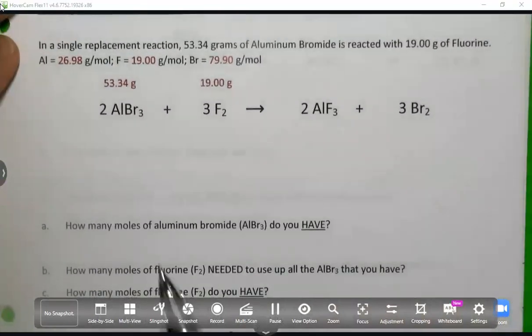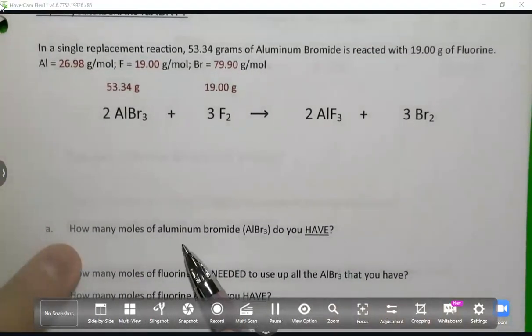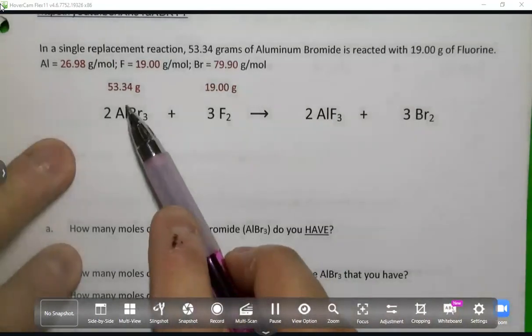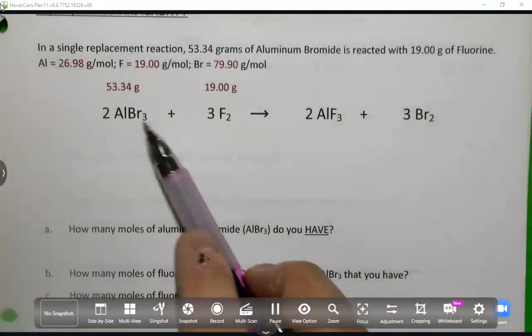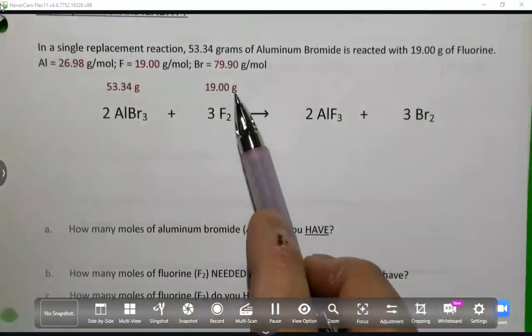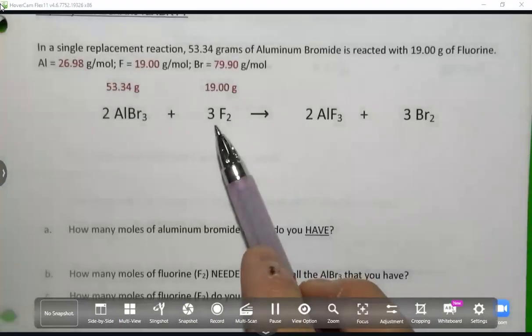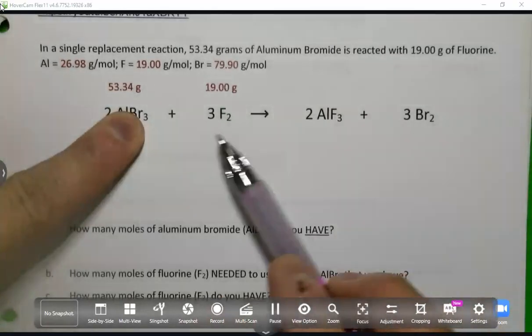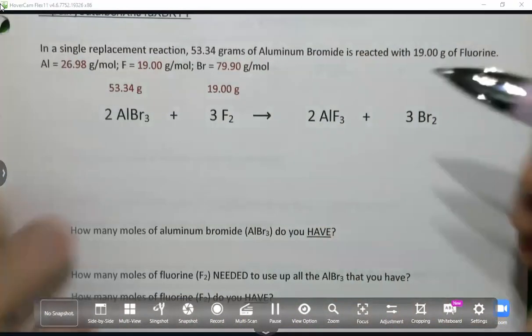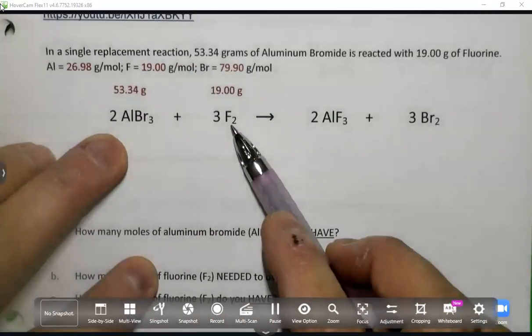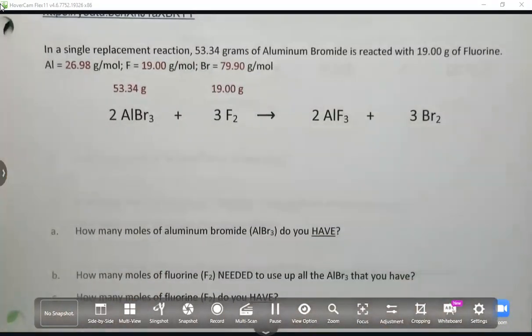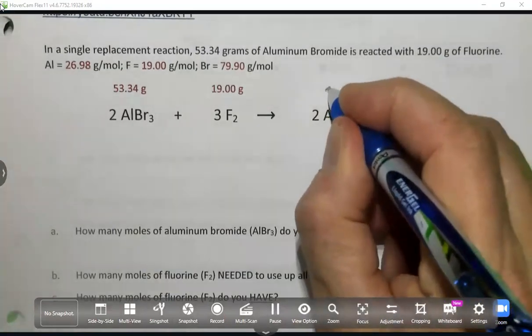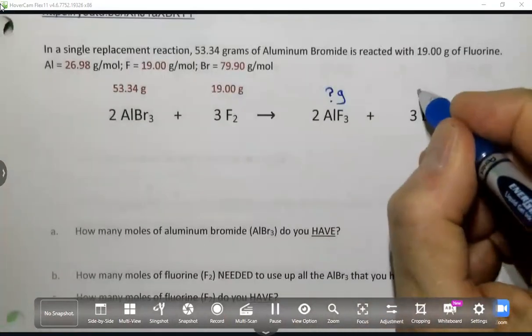So, letter A, how many moles of aluminum bromide? So here's what we're reacting. 53.34 grams of aluminum bromide reacts with 19 grams of fluorine. Single replacement reaction. Fluorine takes the place of bromine. So this is single replacement, oxidation reduction. So we're going to react aluminum bromide plus fluorine. We're going to end up calculating how many grams of each product we get.